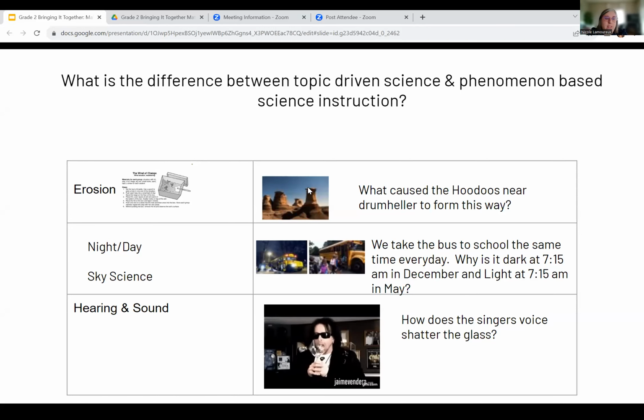Or, we have sky science previously in night and day. This is again being familiar with the students and their lives. We take the bus to school the same time every day. Why is it dark at 7:15 a.m. in December and light at 7:15 in May? They may have some inkling, but they may not have the formal terminology.